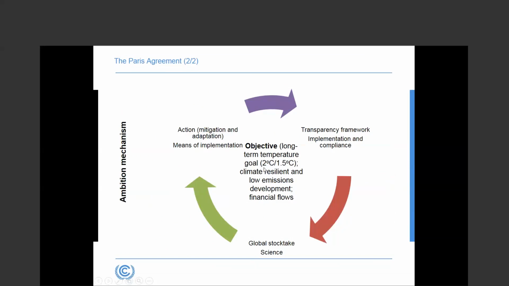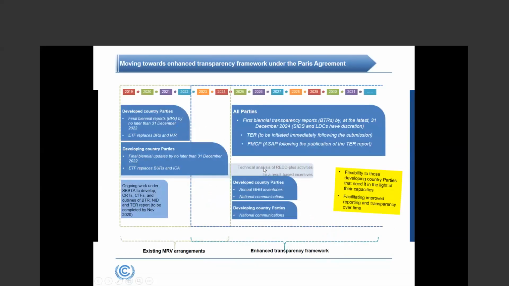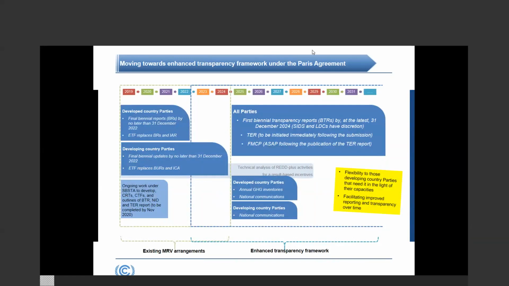Next slide shows the kind of involvement from the current transparency framework to the new transparency framework under the Paris Agreement. We call that the new MPG. Under the current ones, especially for developing countries, the final BUR will be submitted no later than end of 2024. At the same time, for developed country parties it is 2022. And then everyone will evolve into the new system.